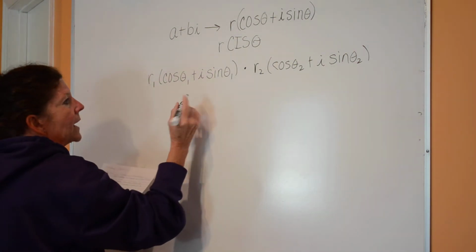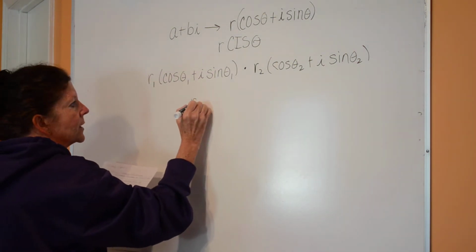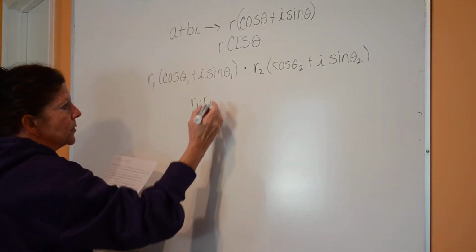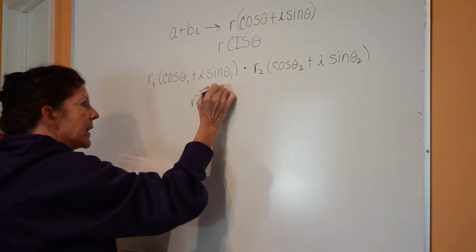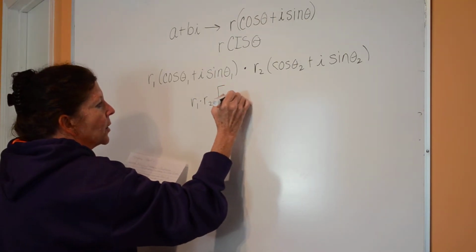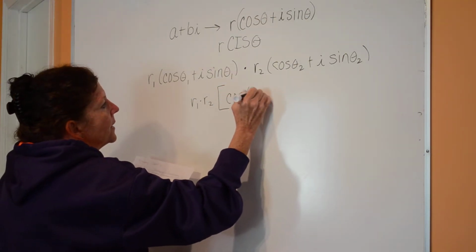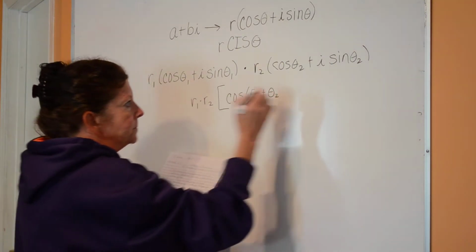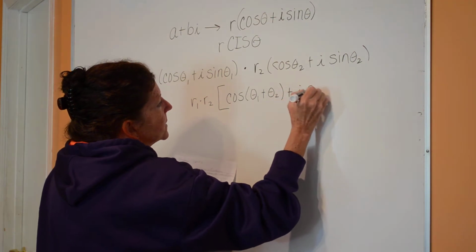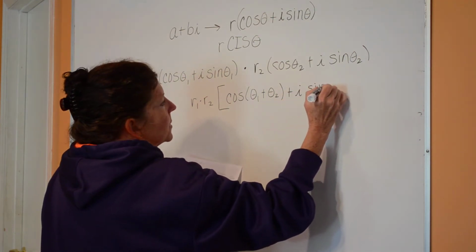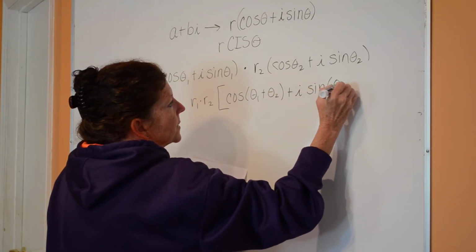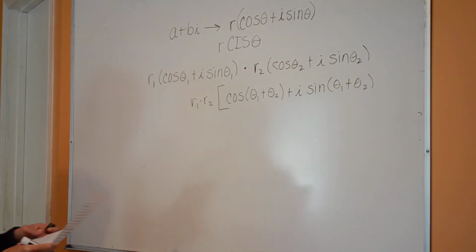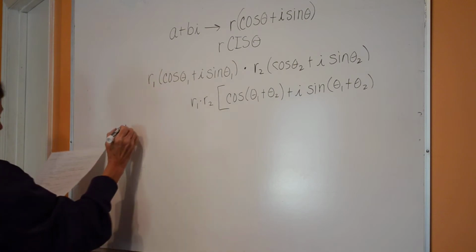Then the way that I put them together is I take the r sub 1 times the r sub 2, and then I'm going to multiply that whole thing times the cosine of theta sub 1 plus theta sub 2, plus i times sine of theta sub 1 plus theta sub 2. All right, let's go ahead and do a problem like this, and you can see how it'll work together.